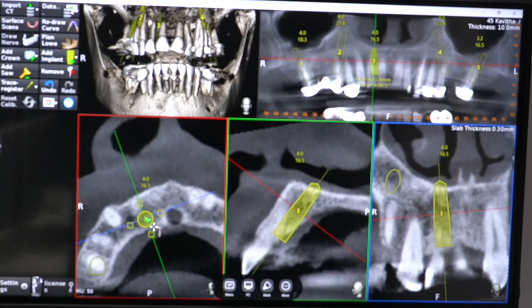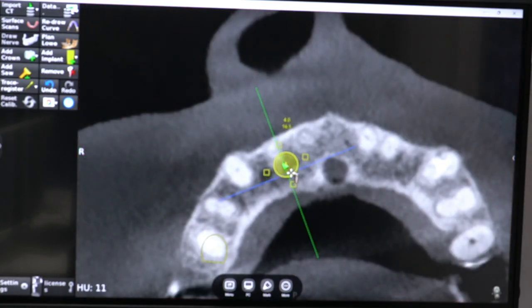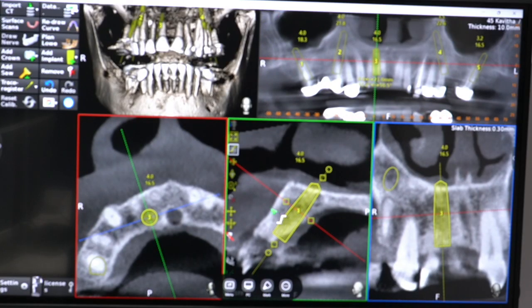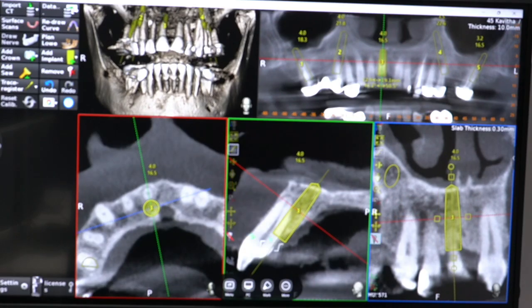Anteriorly, stay as close as possible to the palatal wall, because the more you come labially, this thin labial wall will crack. So stay close to the palatal wall, immediately distal to the nasopalatine canal. Okay, so here there is a central incisor.